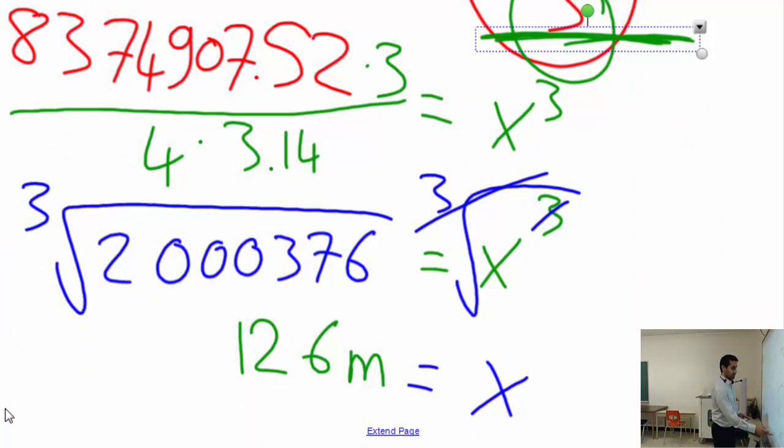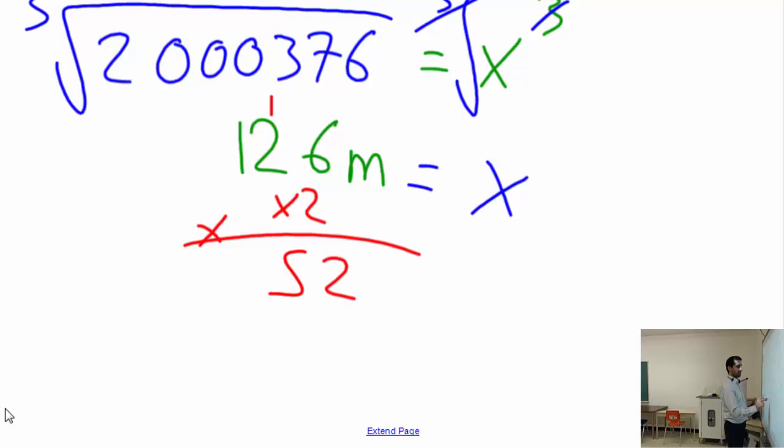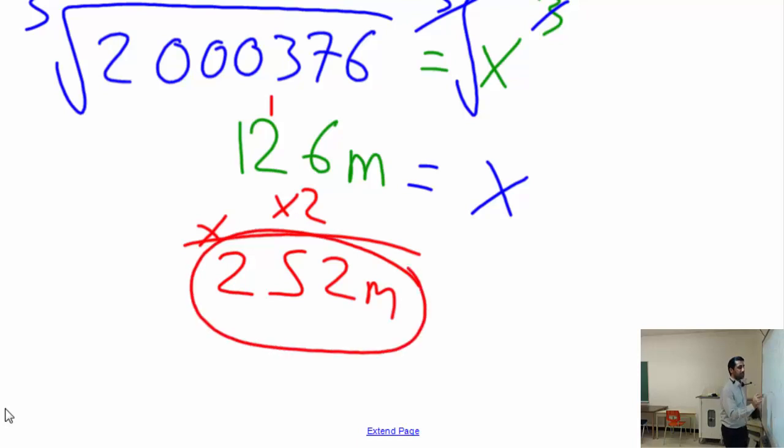So multiply that by 2. That will give me 252 meter. That's the diameter. That's what the question is asking. Please pay attention to that.